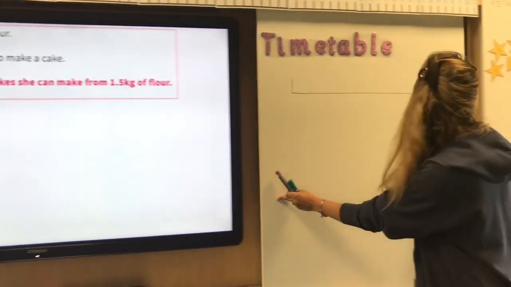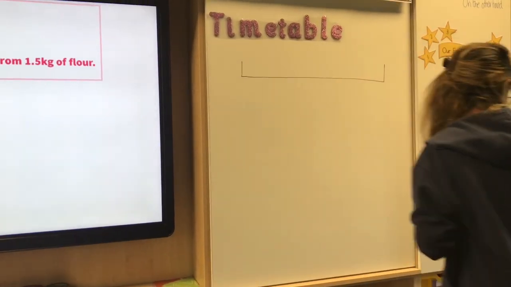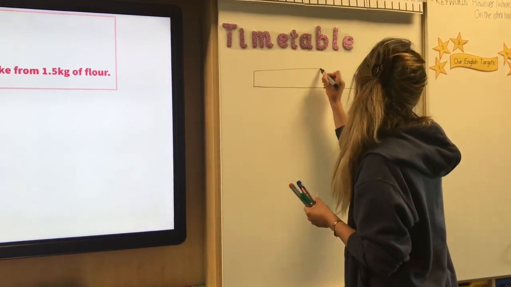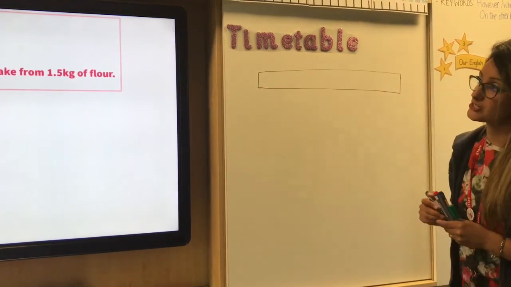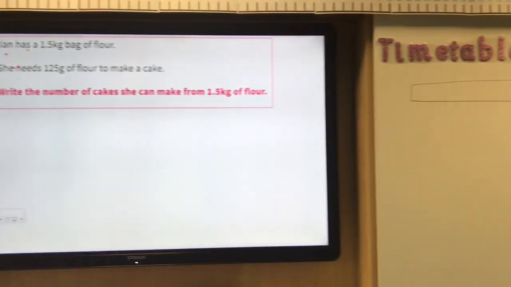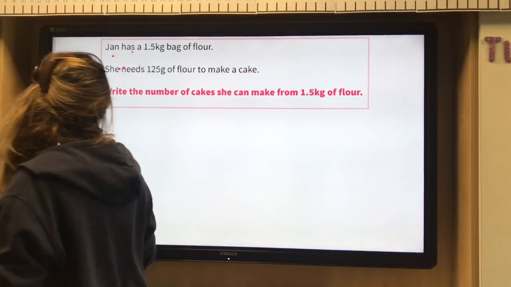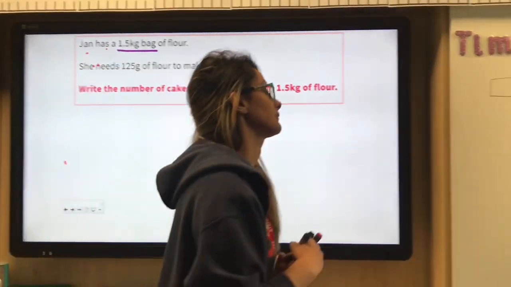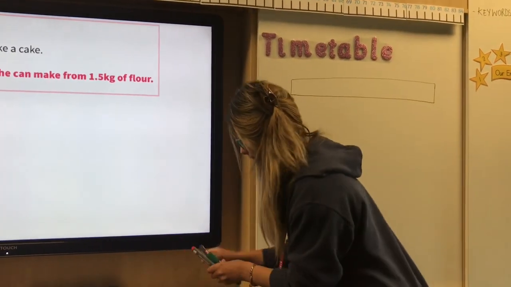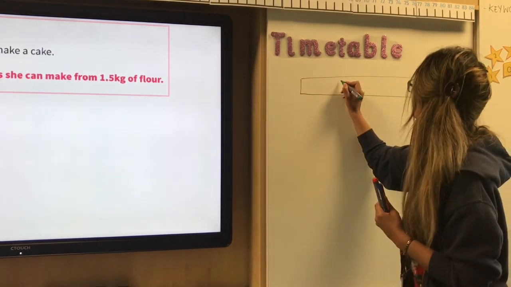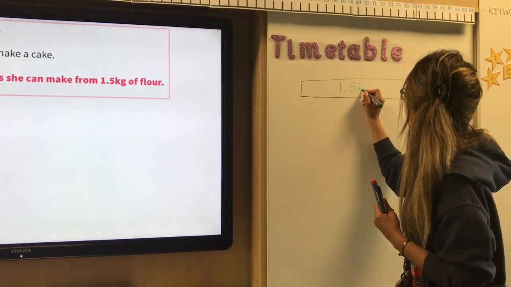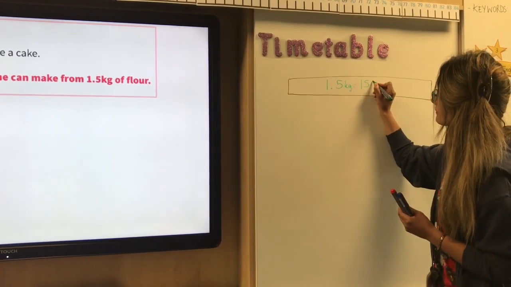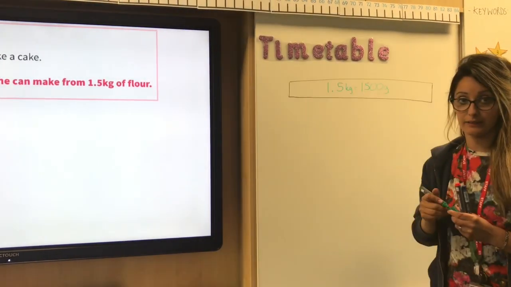Mrs. Gale, you can just move it there. Yeah, that's it. Right, so the first part at the top of my bar is Jan and her flour. Now, if we go back to the question, Jan has how much flour? She has a 1.5 kilogram bag of flour. So I know here that 1.5 kilograms, using my knowledge, converting it into grams, is equivalent to 1,500 grams. So that's the first thing I have to do.